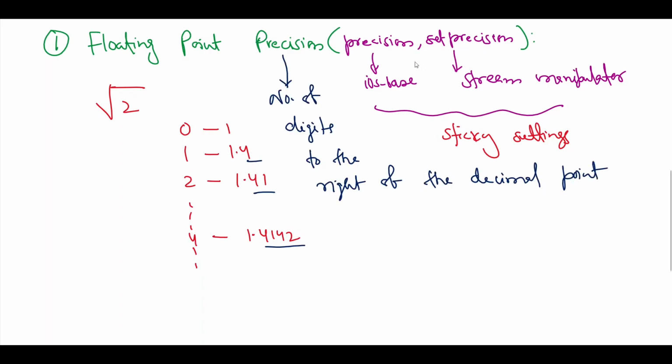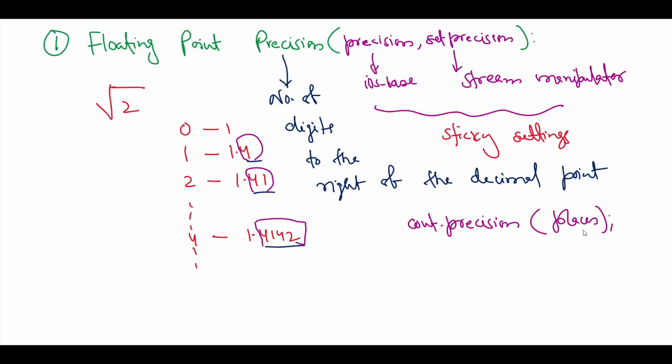So you can use these two things. If you want to use precision, you have to write cout dot precision and pass the number of places that you want here. So in this case you have to pass 1, if you want this, you have to pass 2, and in this case you have to pass 4 in the number of places, and then you can print out something.